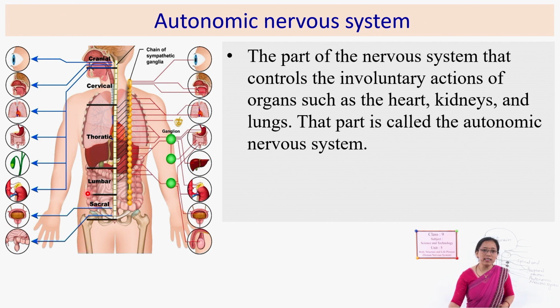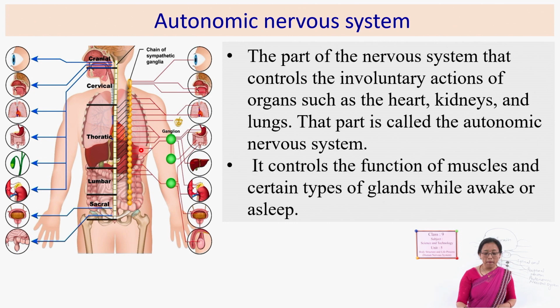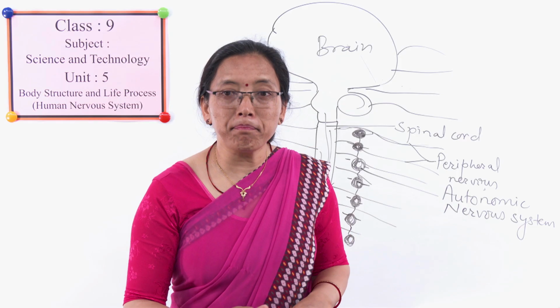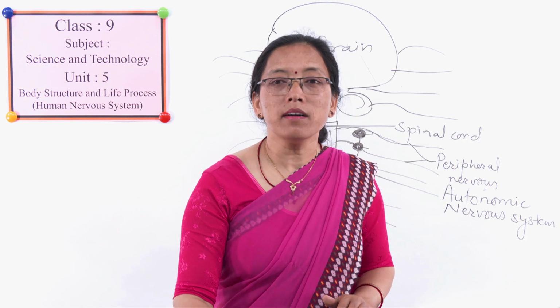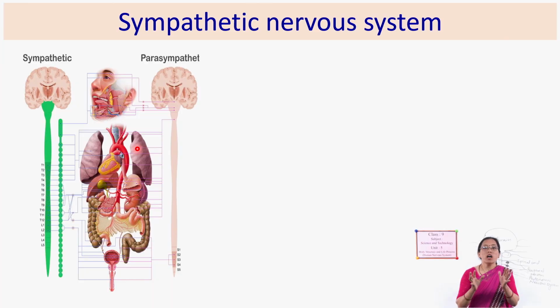This is again divided into two parts. What are those two parts? Those are the sympathetic nervous system and the parasympathetic nervous system. The whole autonomic nervous system is divided into two parts, that is the sympathetic nervous system and the parasympathetic nervous system.